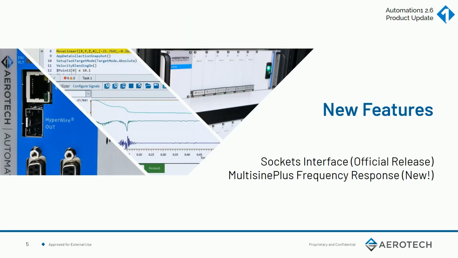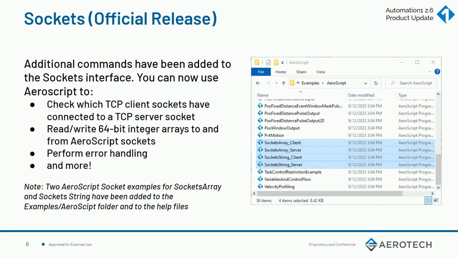Next, we have new features, including the sockets interface official release and MultisinePlus frequency response. Additional commands have been added to the sockets interface. You can now use AeroScript to check which TCP client sockets have connected to a TCP server socket, read or write 64-bit integer arrays to and from AeroScript sockets, perform error handling, and more. Two new AeroScript socket examples have been added to the examples folder. In addition, these are also available in the help website.